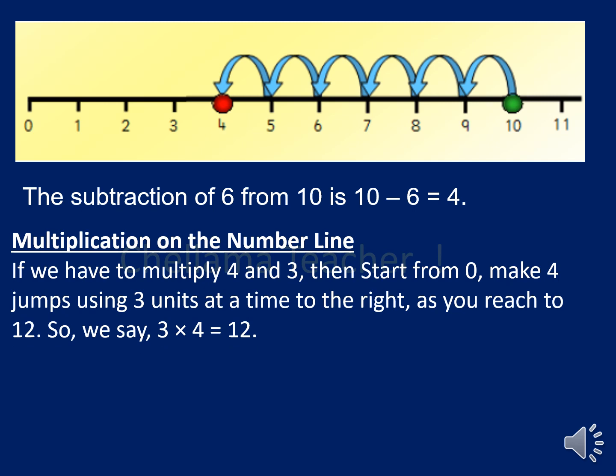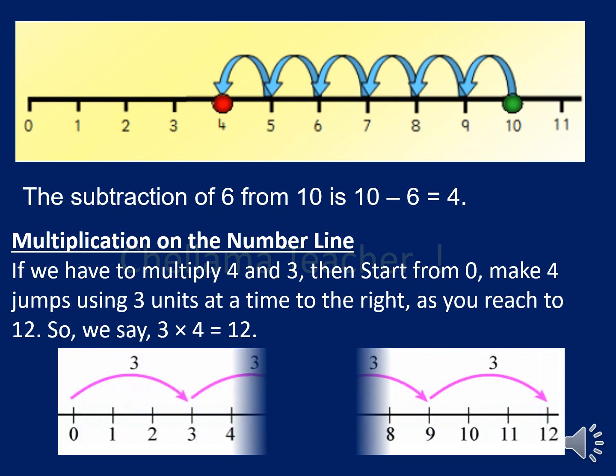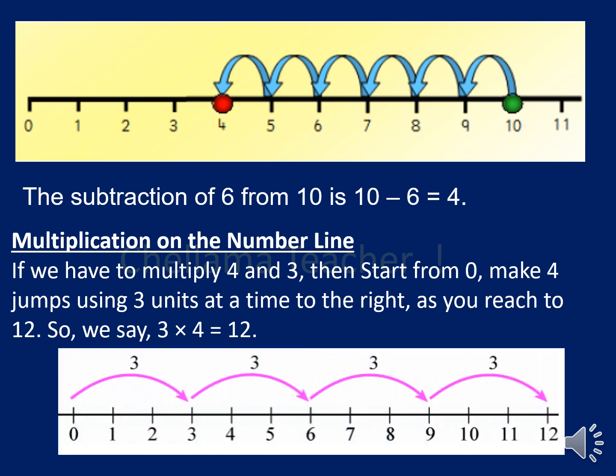Next is multiplication on the number line. If we have to multiply 4 and 3, then start from 0 and make 4 jumps using 3 units at a time to the right. As you reach 12, we say 3 into 4 is equal to 12, which is given clearly in this picture, where the jump starts from 0.